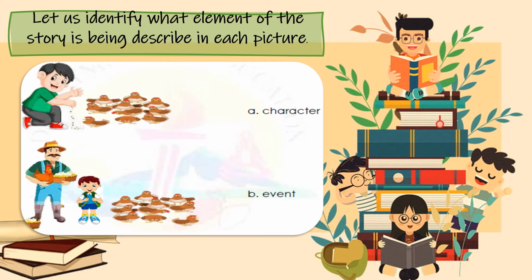Are you done? Let's check your work. The first picture is the event when Ben is feeding the hens. So, it is letter B, event. You're correct. How about the second picture? This picture shows us the characters in the story. So it's letter A. Those characters are Tim, Ben's father, Ben, and the hens.